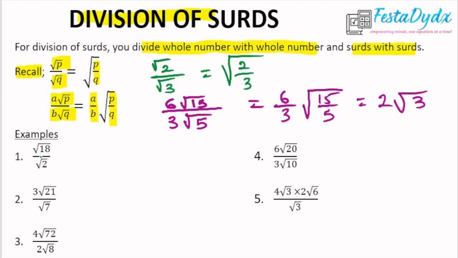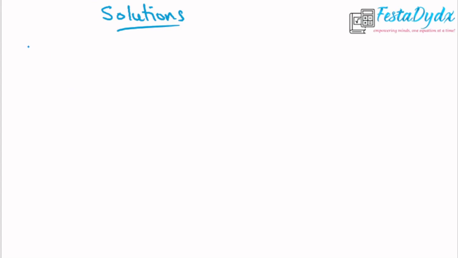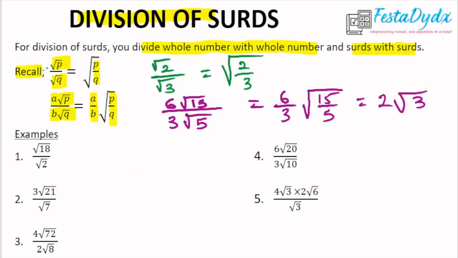So for number 1, we'll have root 18 over root 2. Solutions. Number 1, we'll have root 18 over root 2. So we're going to be using the first rule I listed in the first slide, where we'll have root p over root q. You bring them under the same square root. Then you bring the numbers, that's the numerator over denominator, that's p over q. So now we're going to apply this rule to question number 1 because it has no whole number, just surds.